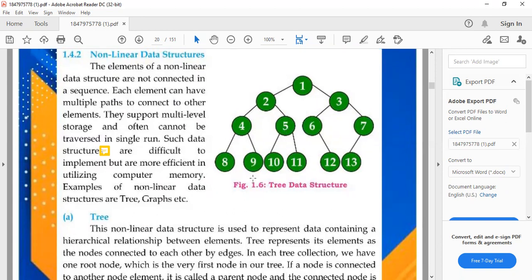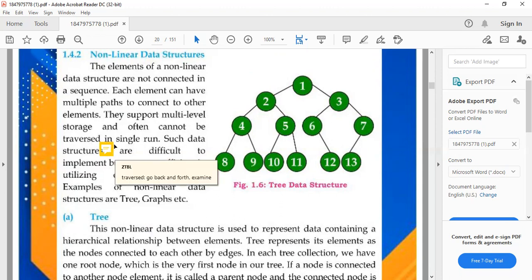They support multi-level storage and often cannot be traversed in a single run. So they support each other in a very complex manner and often cannot go back and forth in a single run. So they cannot change their place back and forth in just a single run. Traverse means going back and forth.